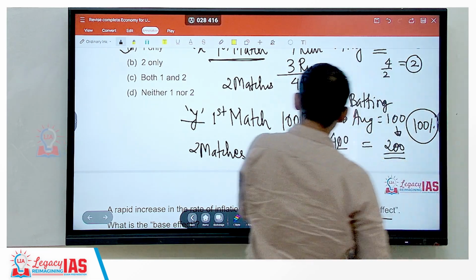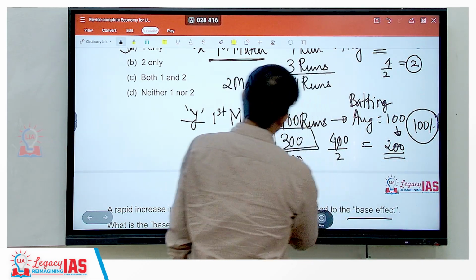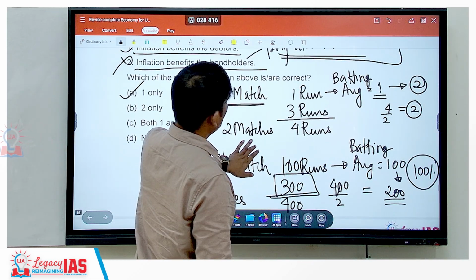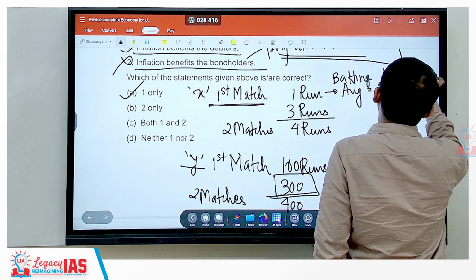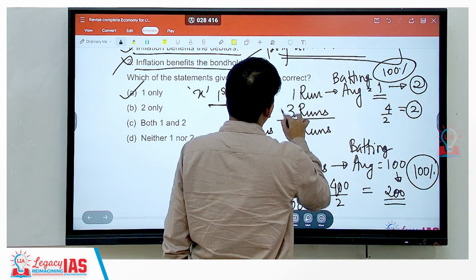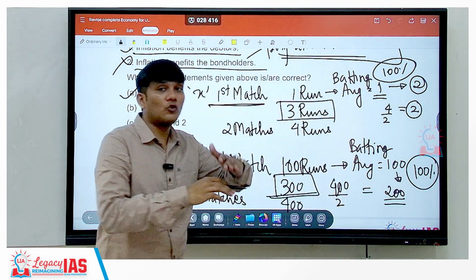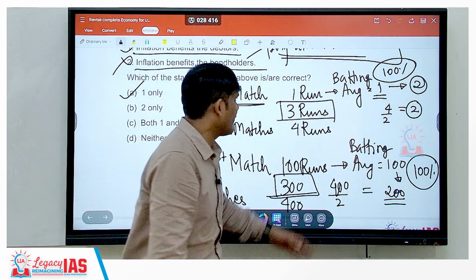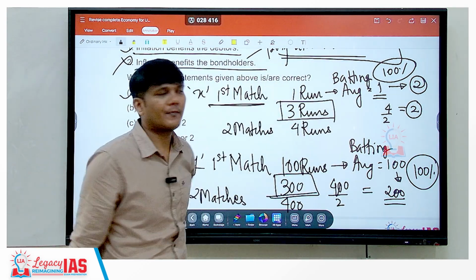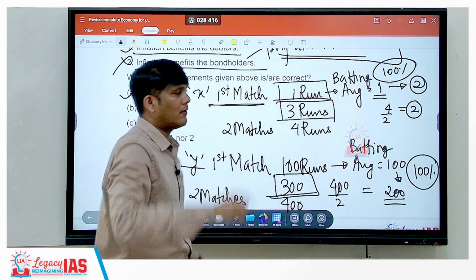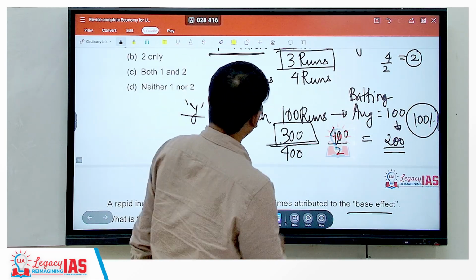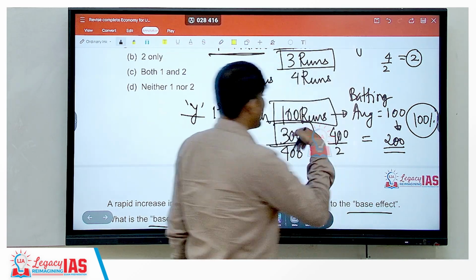She is required to score 300 runs. And for Mr. X to increase the batting average by 100%, he is required to score just 3 runs. Now, why this huge discrepancy? Because their base was different. After the first match, the base of Mr. X was 1 run and the base of Miss Y was 100 runs.